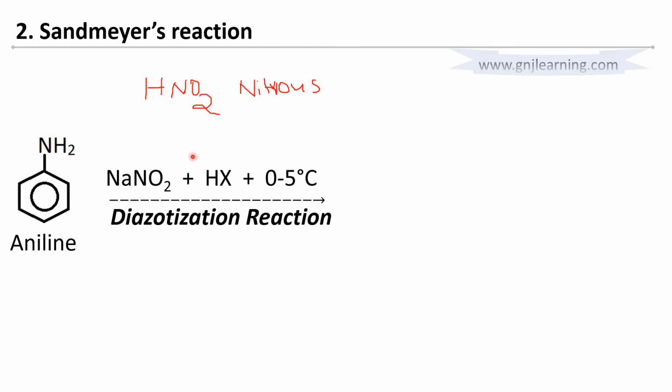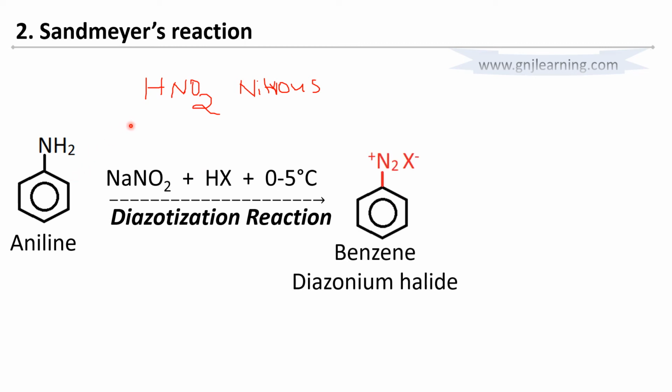And this nitrous acid is added into aniline. What happens? Let us see. So aniline will give benzene diazonium halide. This compound is called benzene diazonium halide. If it is chloride that I used here, I will get chloride. If it is bromide, then I will get bromide. So benzene diazonium halide. Clear?